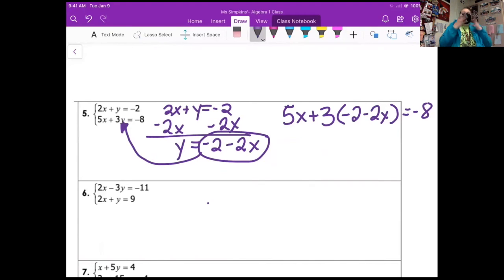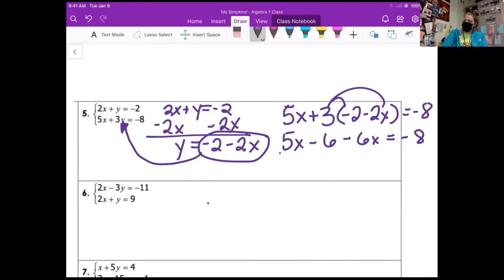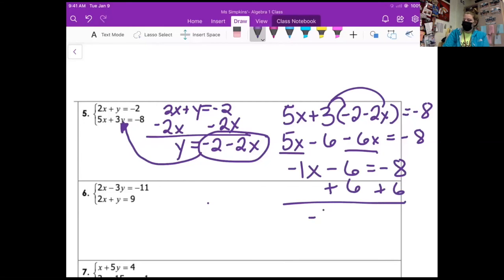Yeah, it's just like one little extra step. We had to do one thing before we could substitute. So go ahead and finish calculating what x equals, and then try and use that to find out what y equals. 5x minus 6x is -1x or -x. So you want to add 6 to get -1x equals -2.